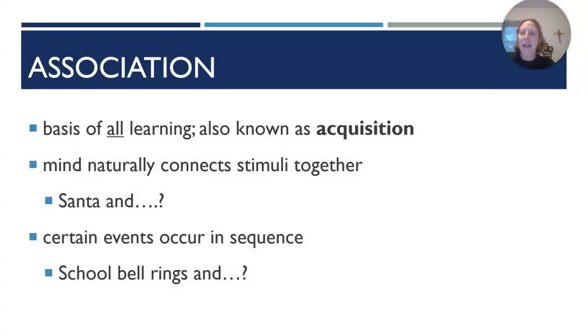Okay, association is also the basis of all learning. These terms kind of all stack on top of each other. So association, also known as acquisition, is when the mind naturally connects stimuli together or certain events occurring in sequence. So in a fancy way, just connecting ideas, that's learning. You're learning right now by connecting these definitions and these examples to the word association, to the concept of learning, to the concept of psychology.